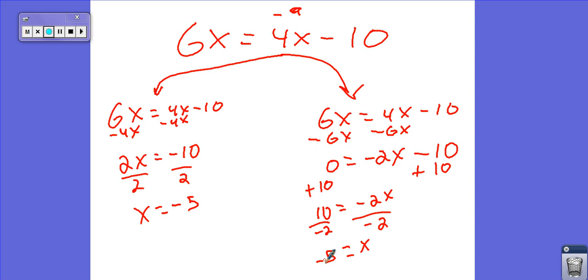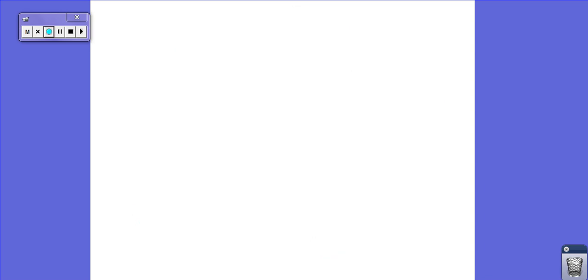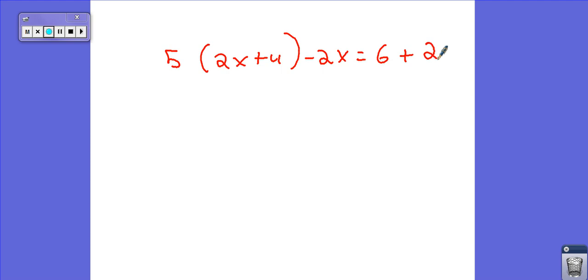So when I do these, I usually try to keep my variables positive. It's usually my end goal when I do these. So here's another one. 5 times the quantity 2x plus 4, minus 2x equals 6 plus 2 times the quantity 3x plus 12.